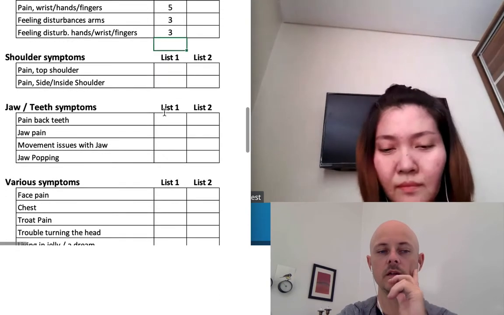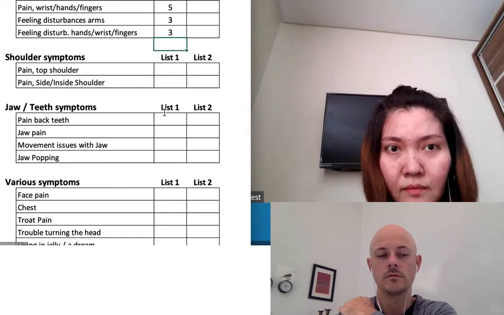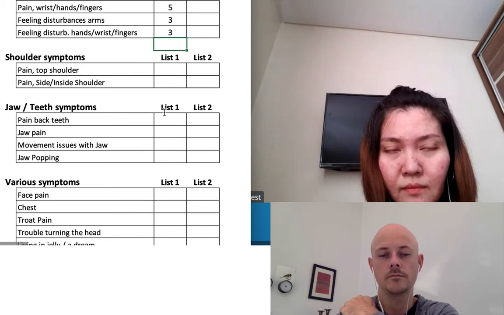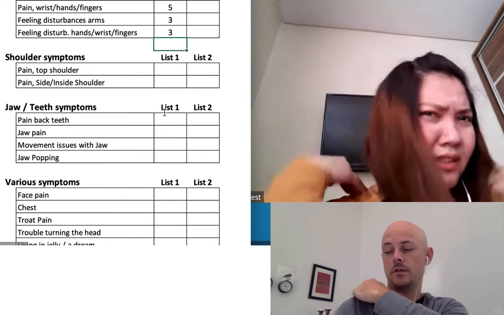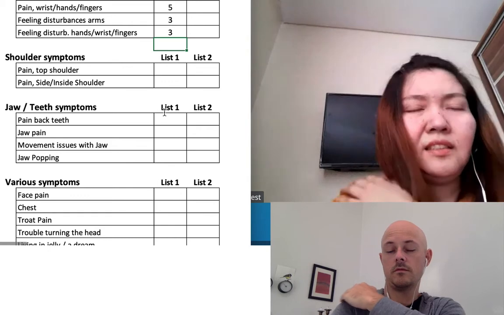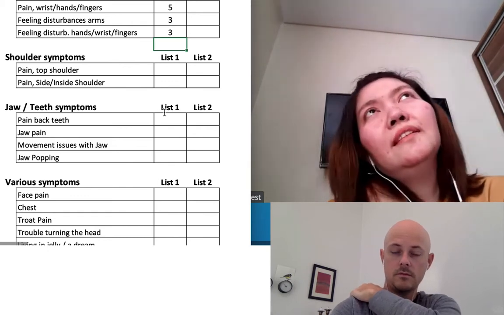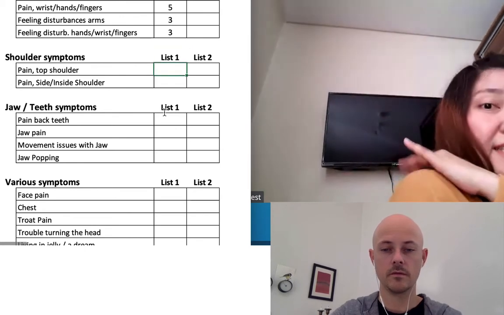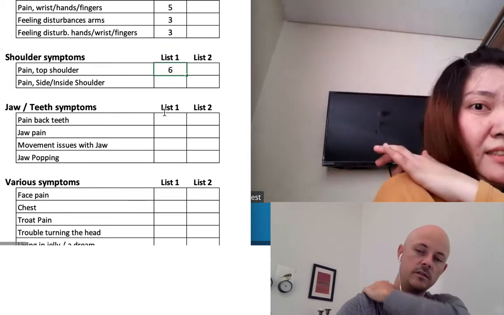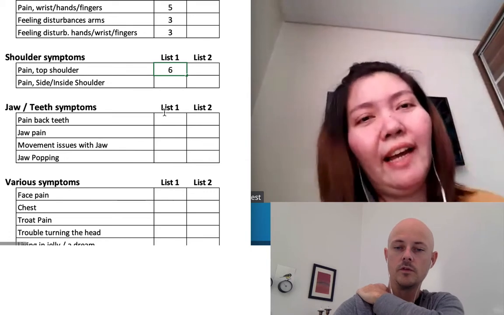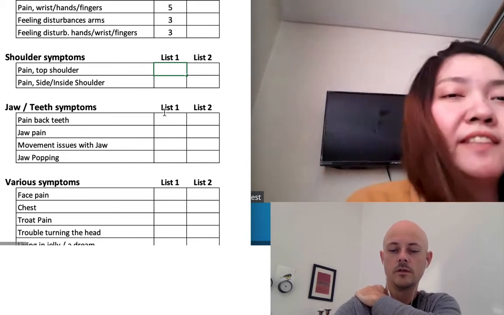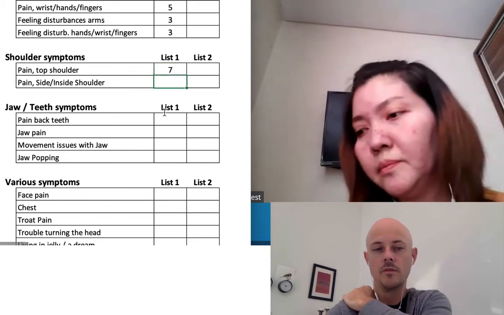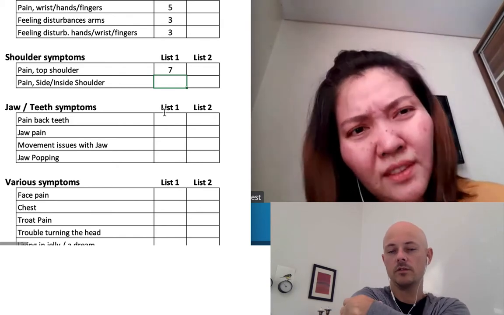And then we have pain on the top of the shoulder. Here, this area. 6. Yes. And it includes this part, in this area, if you put your hand up on your shoulder. Okay, I'll give it a 7. Yes. And then we have pain inside or on the side of the shoulder.